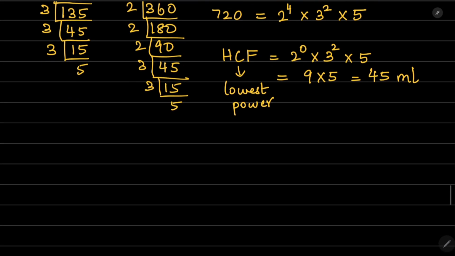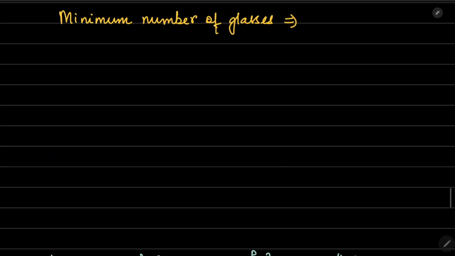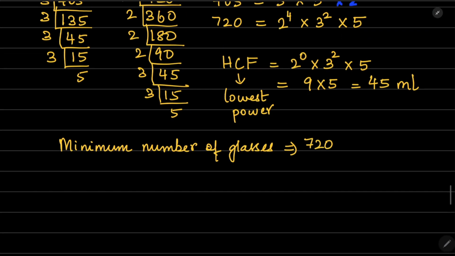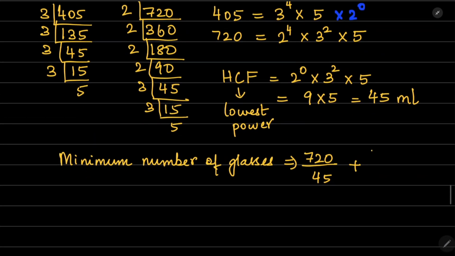So let us write the minimum number of glasses needed will be, first of all, for the first vessel, 720 divided by 45 plus, what is the second value? For the second vessel, it is 405, so 405 divided by 45. You have to just add it up. It will give you the number of glasses.